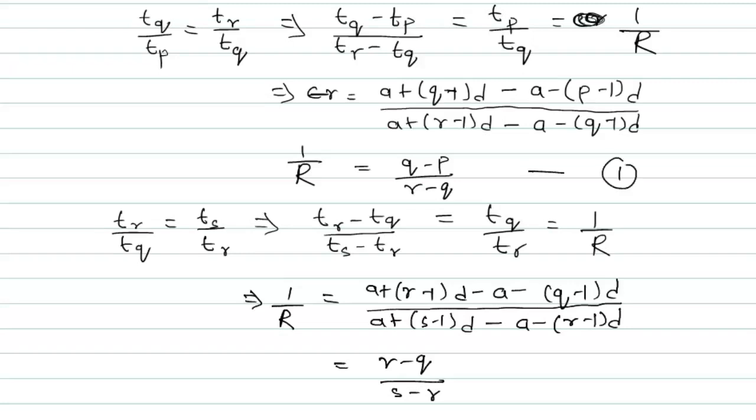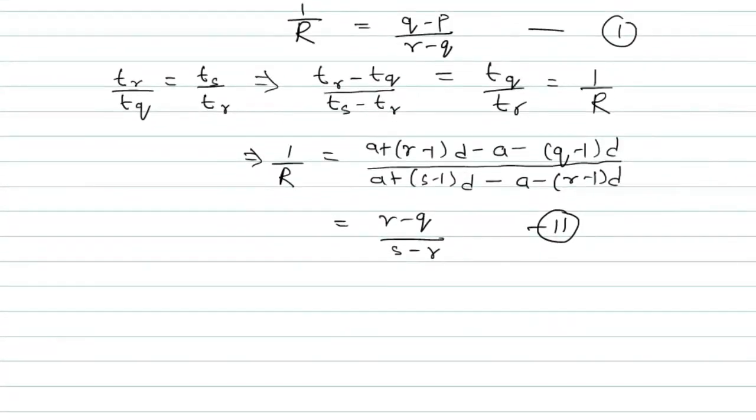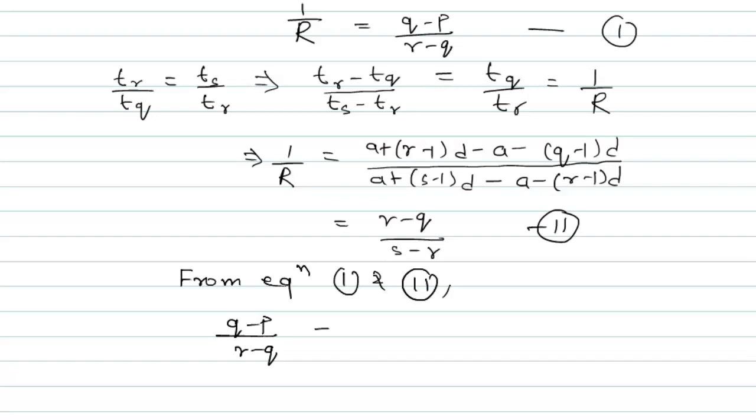if I mark the above relation as 1 and this as 2, from equations 1 and 2 it is clear that Q minus P upon R minus Q is equal to R minus Q upon S minus R, or it can be written as P minus Q upon Q minus R is equal to Q minus R upon R minus S, which shows that P minus Q, Q minus R and R minus S are in GP, hence proved.